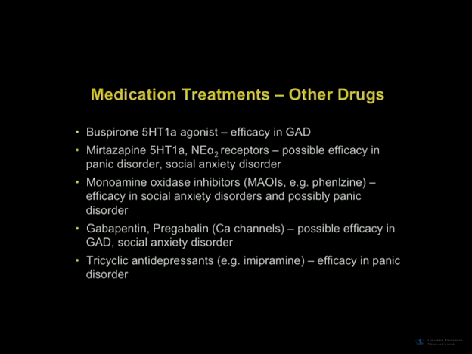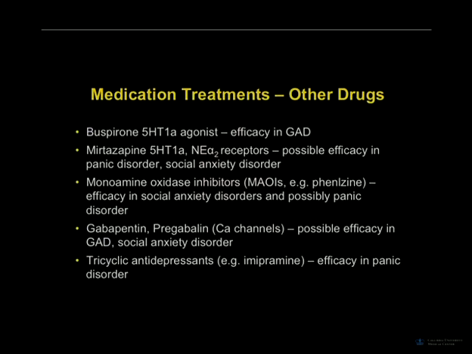There's a variety of other drugs that have been studied. Usually, most of these have only been studied in 1 or 2 or 3 controlled trials, so they're kind of fallbacks when other things don't work. They include buspirone, which is a 5-HT1A agonist that has been shown efficacy in generalized anxiety disorder.